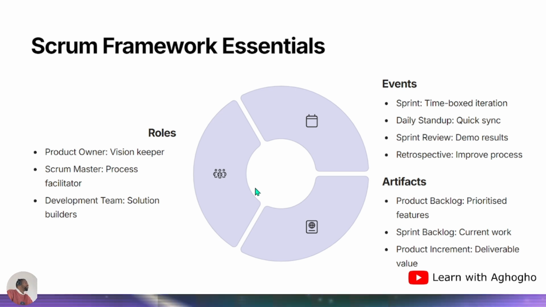Okay, so time-boxed iteration for the sprint could be from 2 weeks to 4 weeks, which is a maximum of 1 month. Then you've got your daily stand-up, which is a quick synchronization within the teams. It is done daily. That is why it's called daily stand-up.